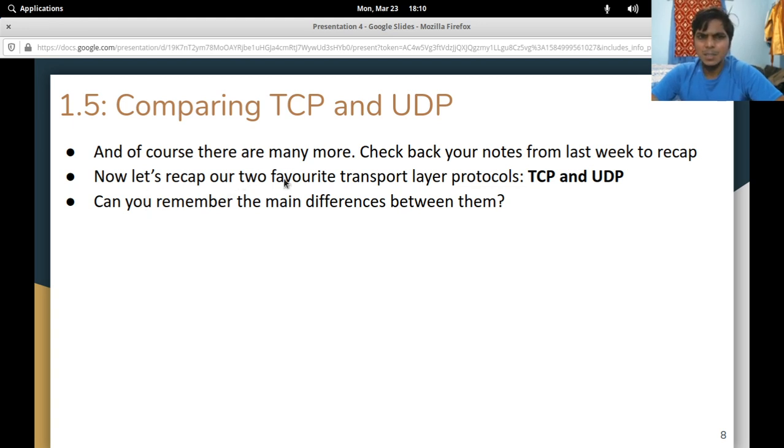So let's recap our two favorite transport layer protocols now, TCP and UDP. Can you remember the main differences between them? Again, take a pause and see if you can list out a few quick differences between them.